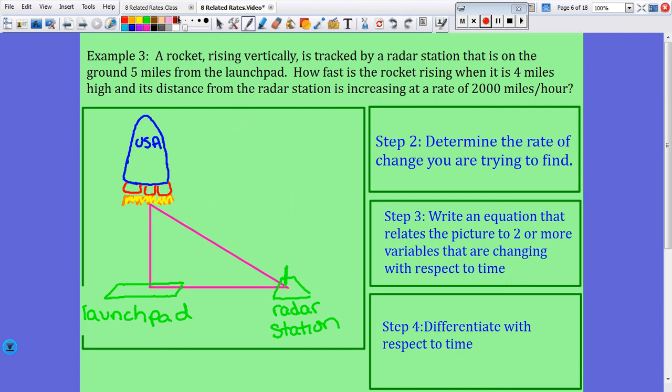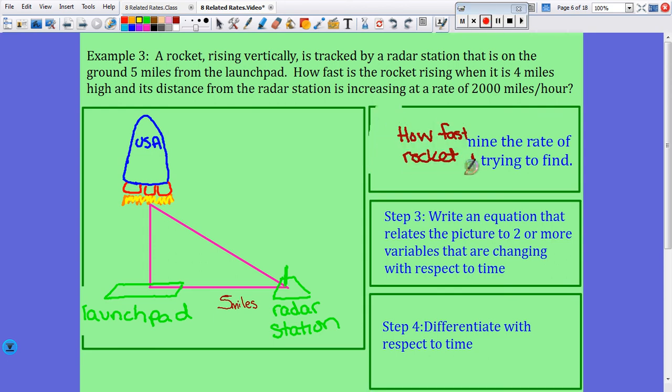So we know that this distance is 5 miles. How fast is the rocket rising when it is 4 miles high and its distance from the radar station is increasing at a rate of 2,000 miles per hour? So we want to know, determine the rate of change you are trying to find. We want to know basically how fast this is rising.